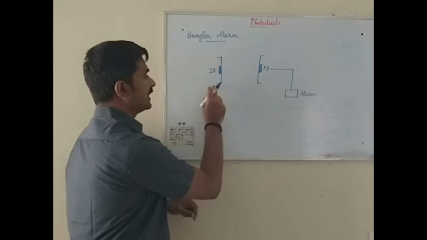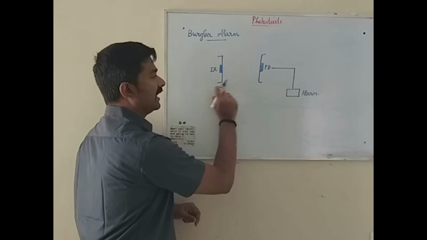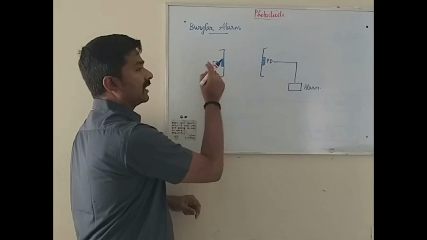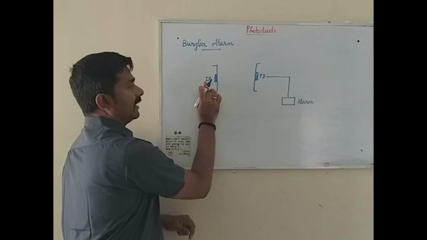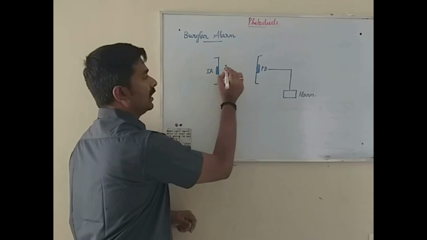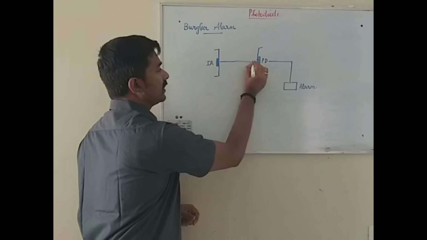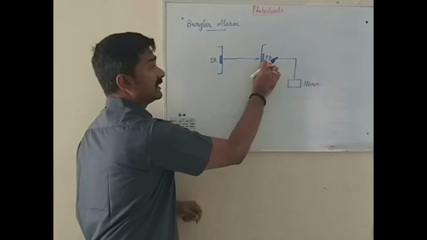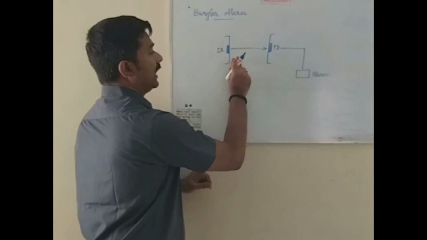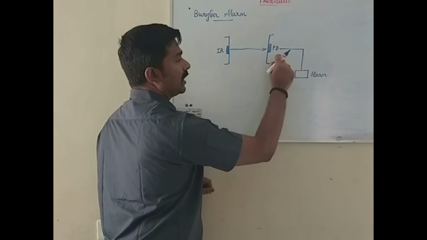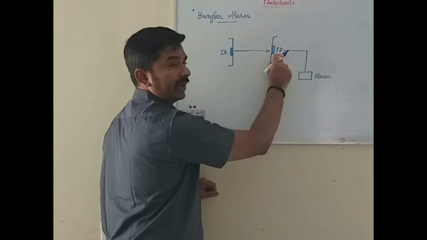We will assume that this is the entrance of a house. At one side of the wall, an infrared light source is fixed, where this light falls on the photodiode continuously. This photodiode is fixed on the other side of the entrance. There is an alarm circuit that is going to be connected with the photodiode.